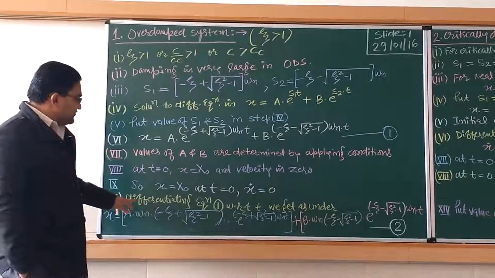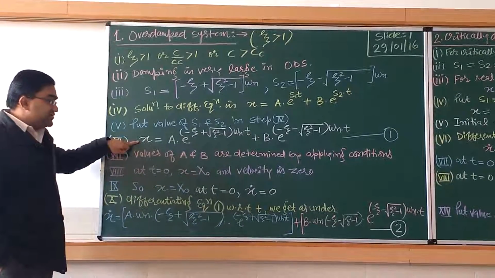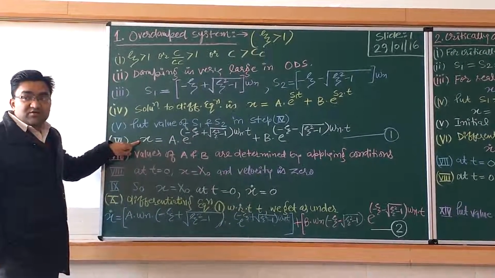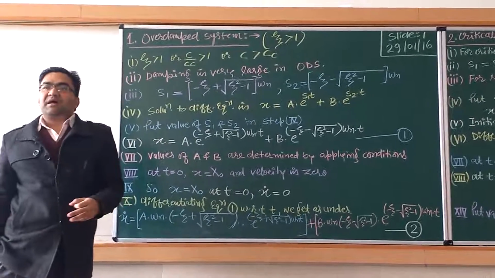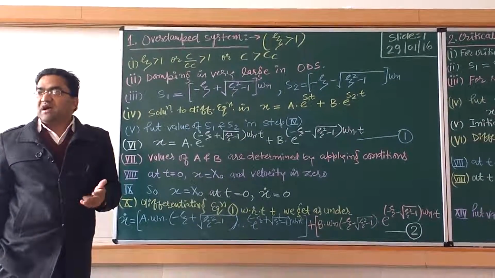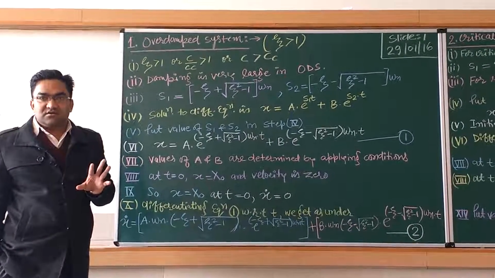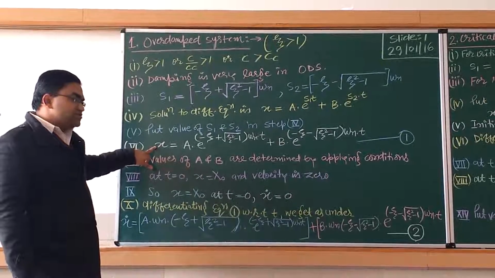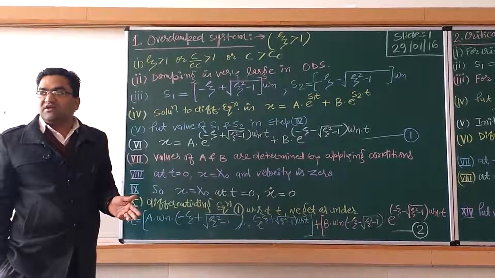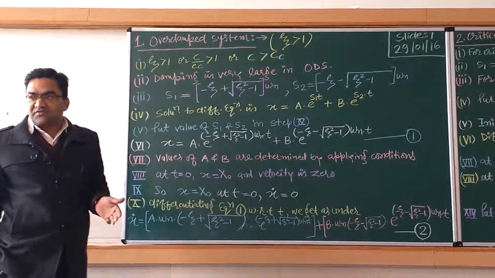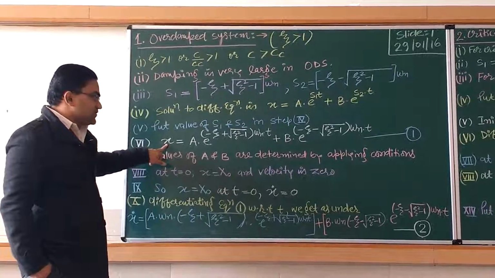Now the next part is differentiating equation number 1. We have equation number 1, this one. We will differentiate this equation with respect to time so as to find x dot, because we have to apply the initial conditions at t equal to 0 to x and x dot. We have the value of x, so we need to find the value of x dot so that we may apply the initial conditions to it and find the values of A and B. Now we are differentiating this equation with respect to time.